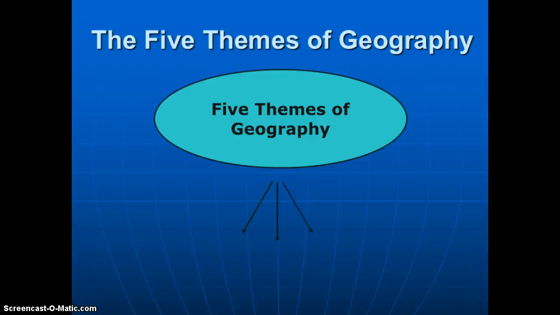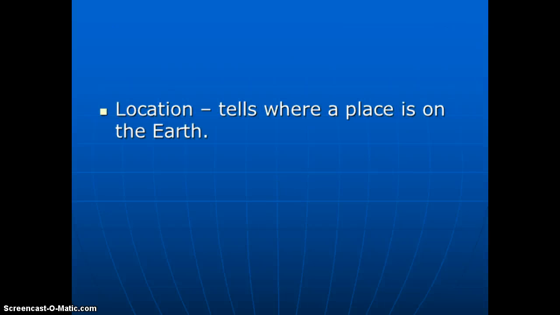So in your top bubble, you're going to write the 5 themes of geography, and I know I only have 3 arrows here, but there are 5 themes. And in the bubble to the far left that has 2 more arrows coming from it, you're going to write location. Please write location small enough and write the definition. It tells where a place is on Earth.